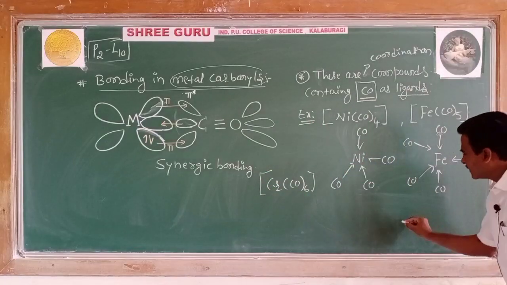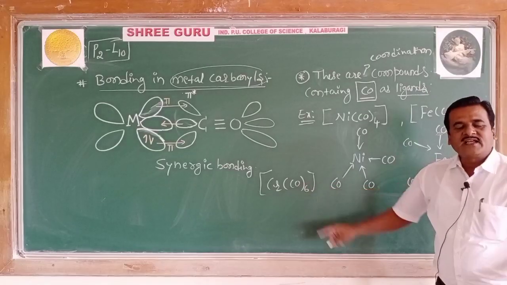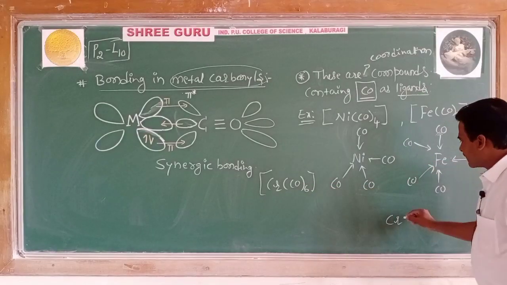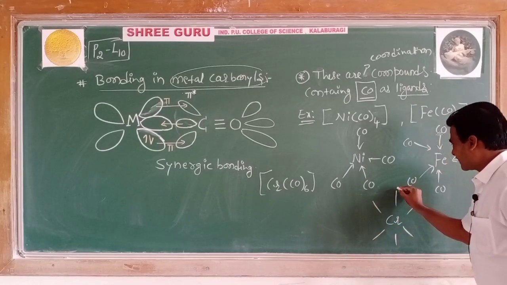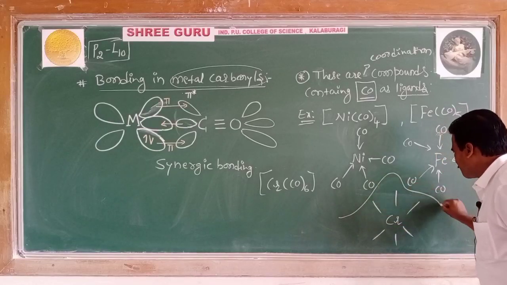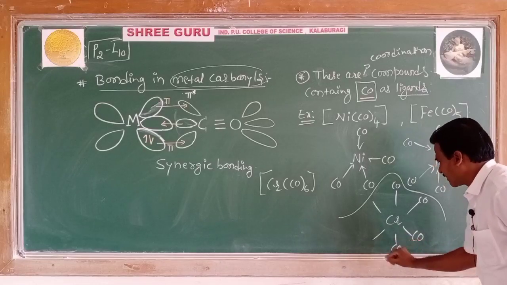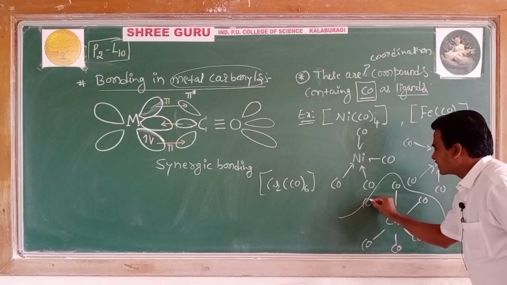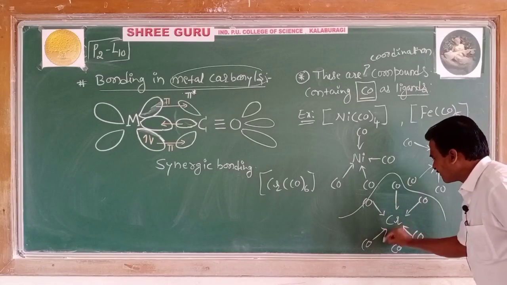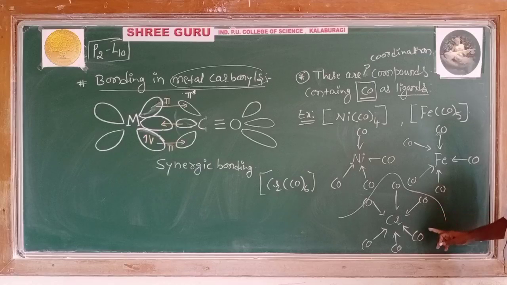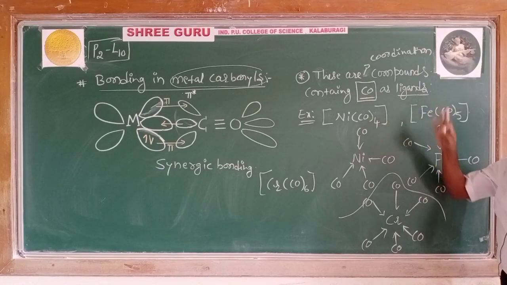Here chromium is at the center and 6 carbon monoxide ligands are at the 6 corners of an octahedron. You have CO, carbon monoxide, and the 6th carbon monoxide, where they are pointed towards the 6 corners of a regular octahedron. These are the related structures of metal carbonyls.